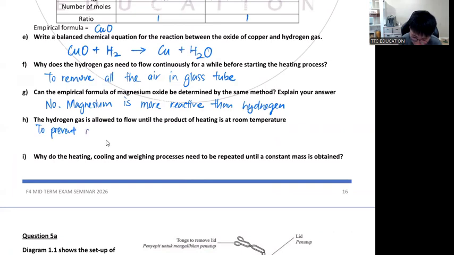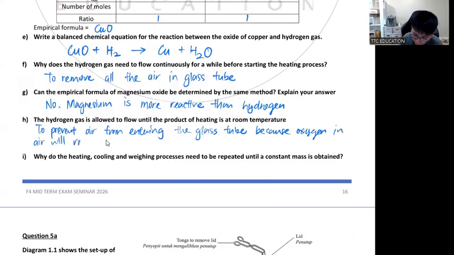So the idea here is to prevent air from entering the glass tube, because oxygen in air will react with hot copper to form back copper 2 oxide.